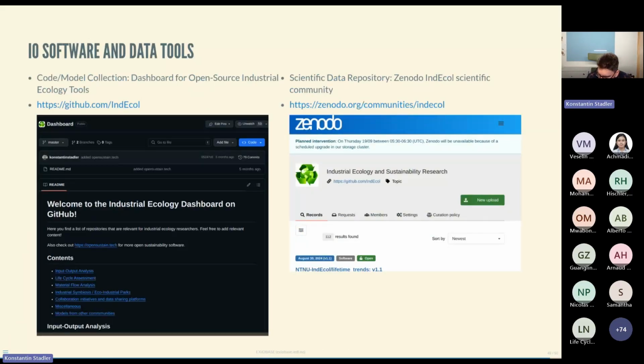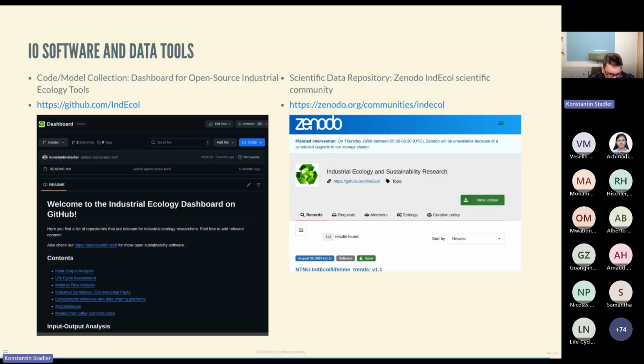This brings me almost to the end of the presentation. Something a little bit outside of Exiobase. We have 2 communities or collections online. Industrial ecology here means not the industrial ecology program of NTNU, but the global community. We have a GitHub community, which is under GitHub/industrialecology. And we have a dashboard there where we collect all kinds of open source software for industrial ecology and sustainability analysis. Have a look there.